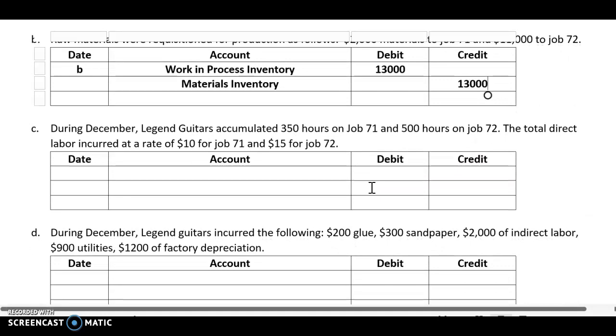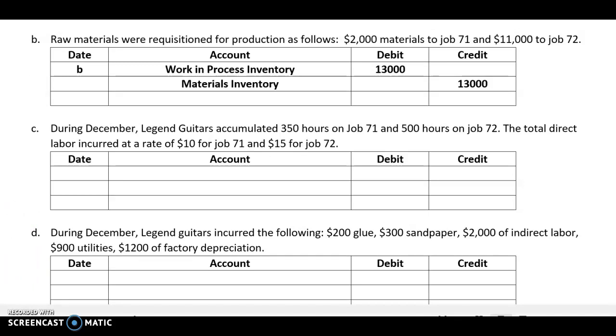For Part C, during December, Legend Guitars accumulated 350 hours on job 71 and 500 hours on job 72. The total direct labor incurred at a rate of $10 for job 71 and $15 for job 72. So because I can say that these employees work specifically on a job, I know that I can trace it to a job. It goes into work in process.